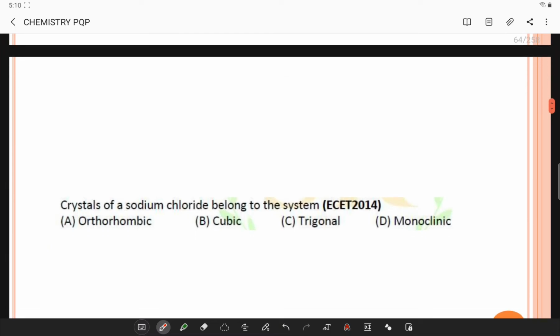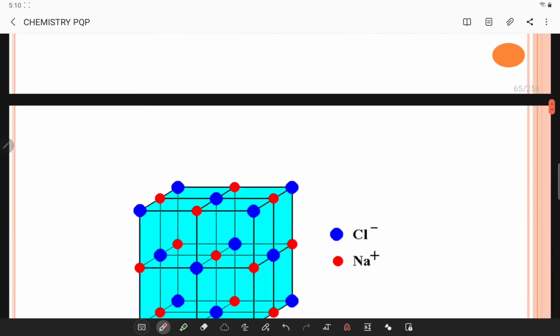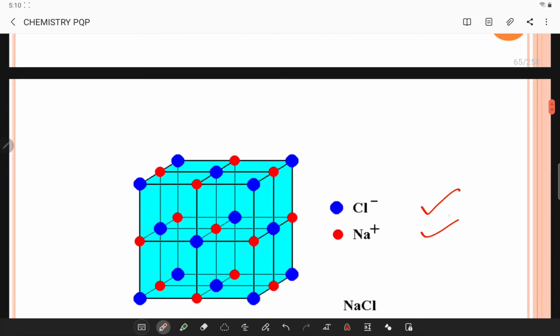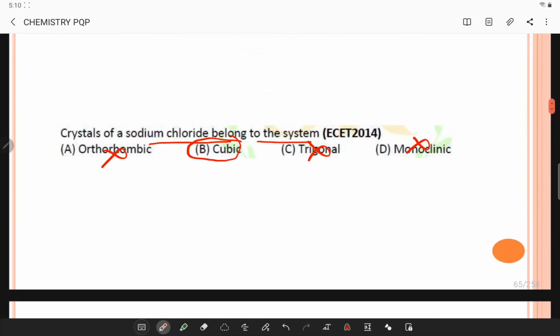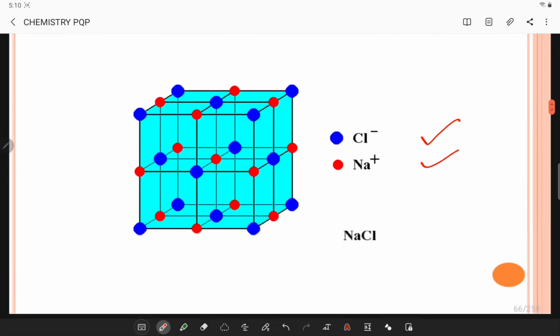So crystals of sodium chloride belong to which system? So they are basically cubic in nature, because if you observe sodium chloride crystals, they obey this cubic order. So you can simply remember that the answer is cubic.